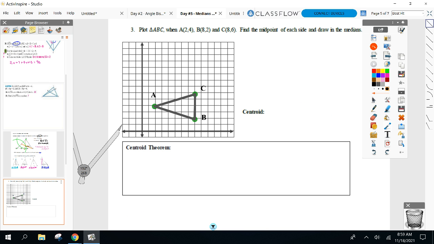All right, go ahead. Draw a triangle ABC for me. Save time. I'm going to assign one side to each group here and find the midpoint of each side for me.